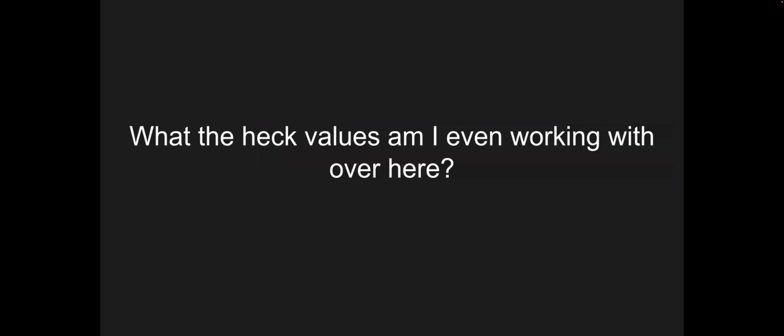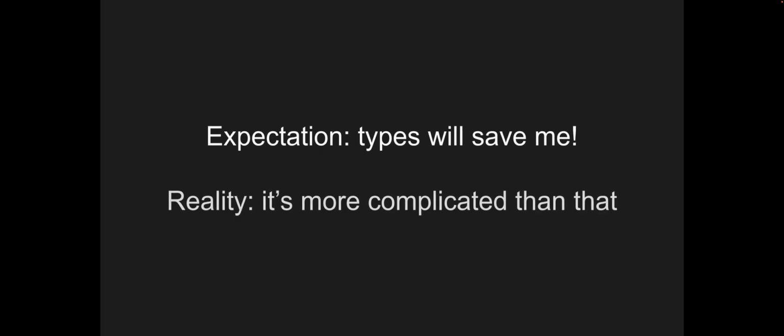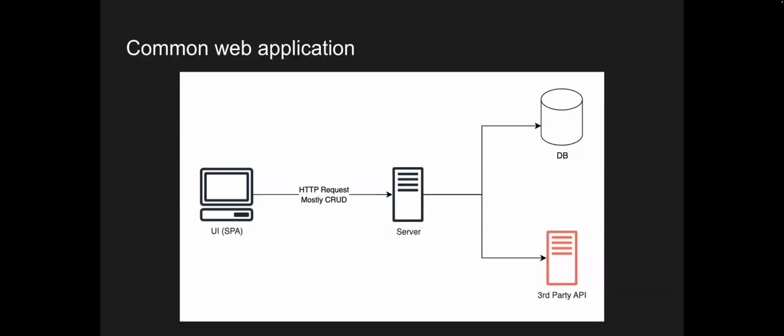So it's like, what the heck values am I even working with? This is, for me, one of the main benefits. Obviously, there are also entire classes of bugs that can be handled with TypeScript, or that you can defeat using types as long as you're not throwing the any type around everywhere. But the expectation is that types will save me, right? And the reality is that it's more complicated than that. And so let's dive into that a little bit more.